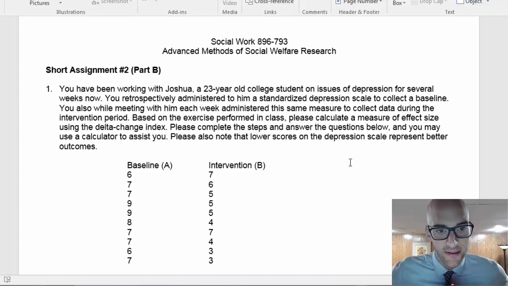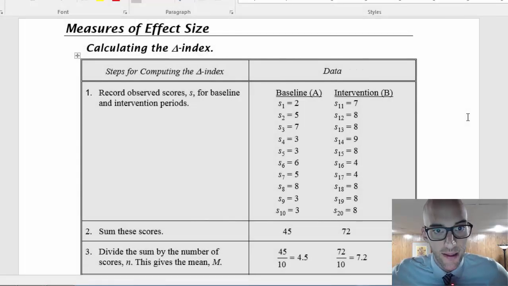Here, the baseline phase has 10 data points, and the B phase, the intervention phase, has 10 data points. And there's an example on the website of how to do this. You're basically just going to be following the same steps, but with different numbers. So if you pull up calculating the delta index, you'll see how to figure out the averages, which is the mean for the baseline and the intervention phase. Same exact steps, just substituting different numbers.